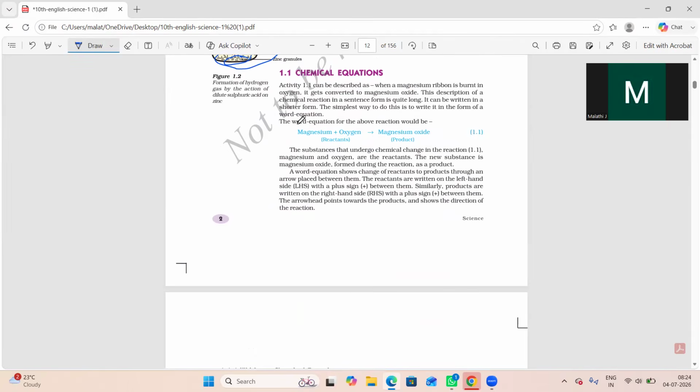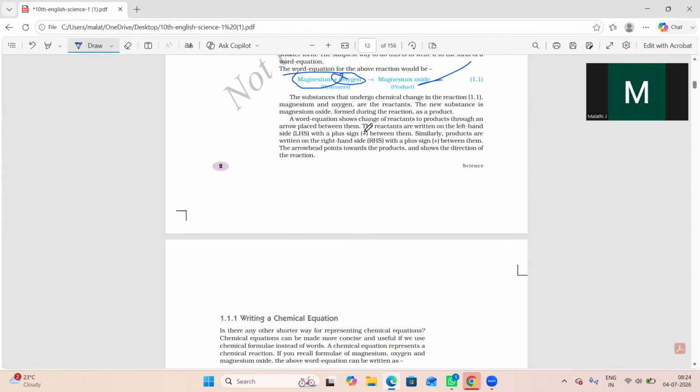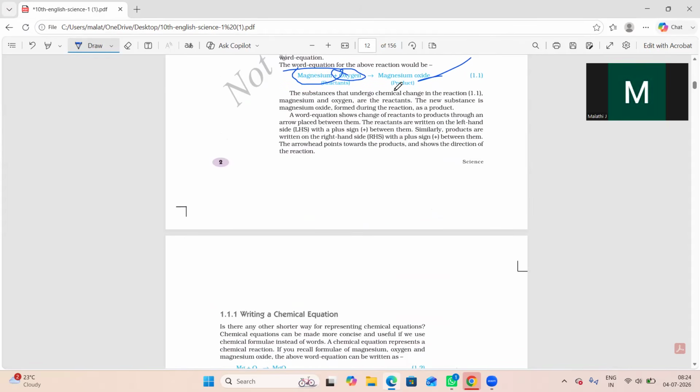So what we are doing is, we take a magnesium ribbon. What is happening? It will react with oxygen. It forms magnesium oxide. That is the simplest way to do this: write it in the form of a word equation. This is a chemical equation.